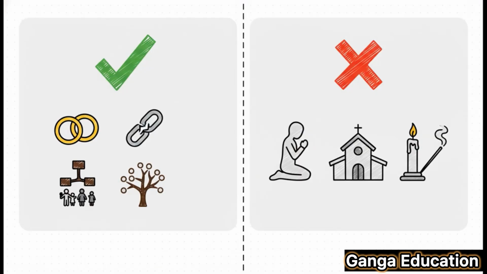This is a really important clarification that the bill makes. It's designed to govern civil matters only, the legal nuts and bolts of family life. It very clearly says it will not touch a citizen's religious beliefs, how they worship, or their personal rituals. The goal is legal unity, not religious unity.